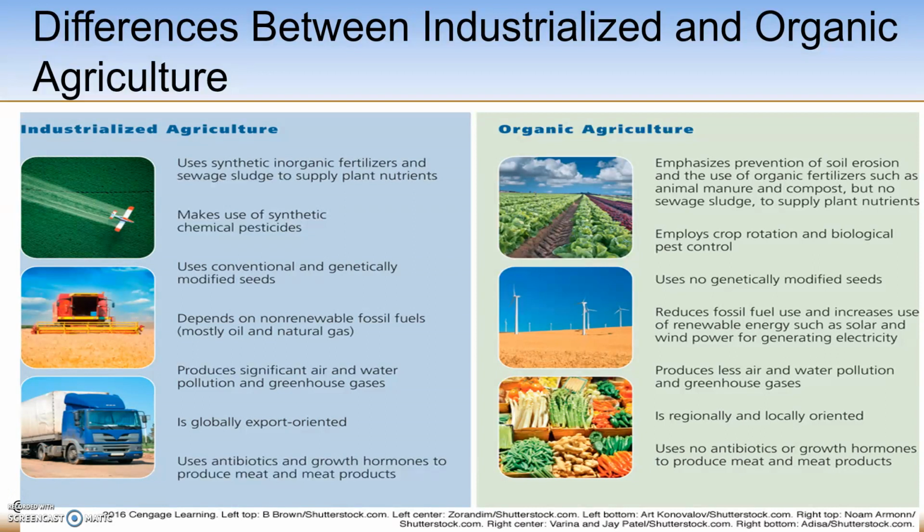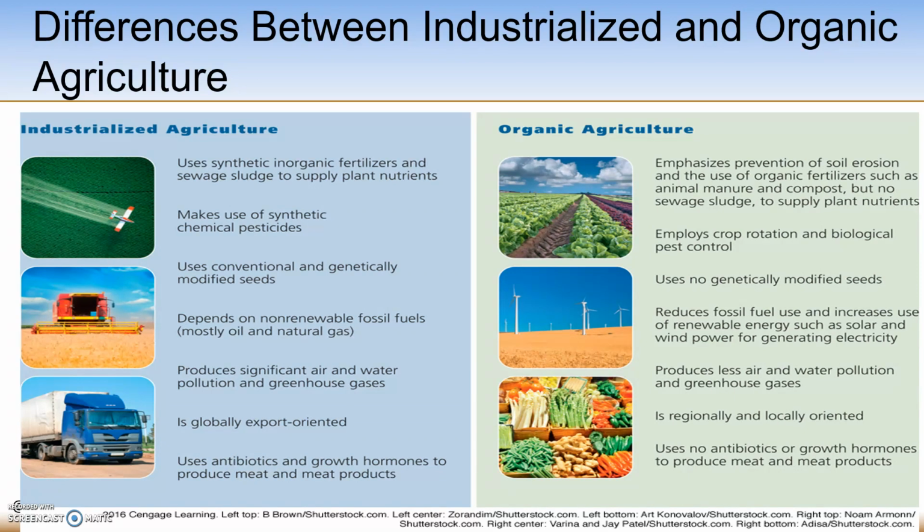So what are the differences between industrialized and organic agriculture? Well, industrialized agriculture uses inorganic fertilizers and sewage sludge to supply nutrients to the plants that are growing in the farm field. They also use synthetic chemical pesticides. They can also use conventional as well as genetically modified seeds or genetically modified organisms, which we're going to talk about more in the next couple of slides. They also depend heavily on non-renewable fossil fuels for their tractors and the equipment that they utilize to harvest and plant the crops. They can produce significant air and water pollution, as well as contribute to the greenhouse gases. In addition, industrialized agriculture is heavily focused on global exports. In dealing with livestock, they typically use antibiotics and growth hormones to produce meat and meat products.